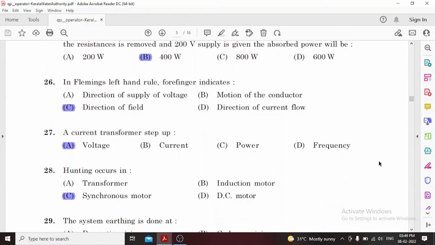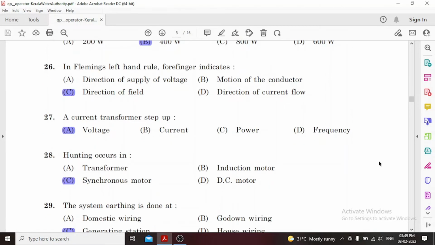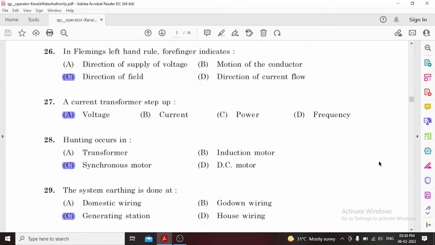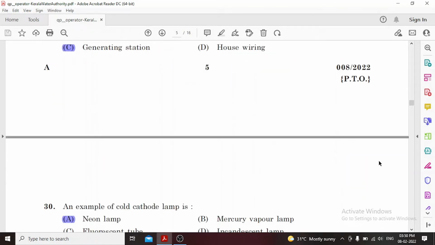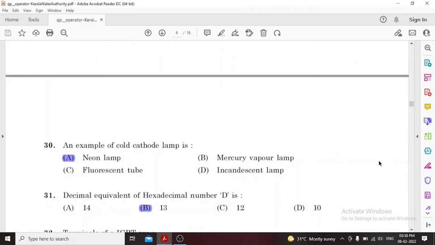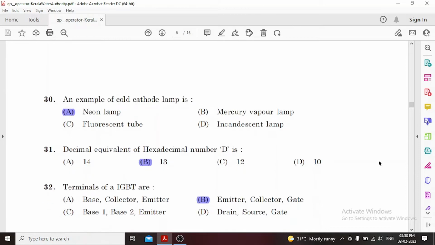27, a current transformer steps up voltage. Option A, voltage. 28, hunting occurs in synchronous motor. Option C, synchronous motor. 29, the system earthing is done at generating station. Option C, generating station. 30, an example of cold cathode lamp is neon lamp. Option A, neon lamp.